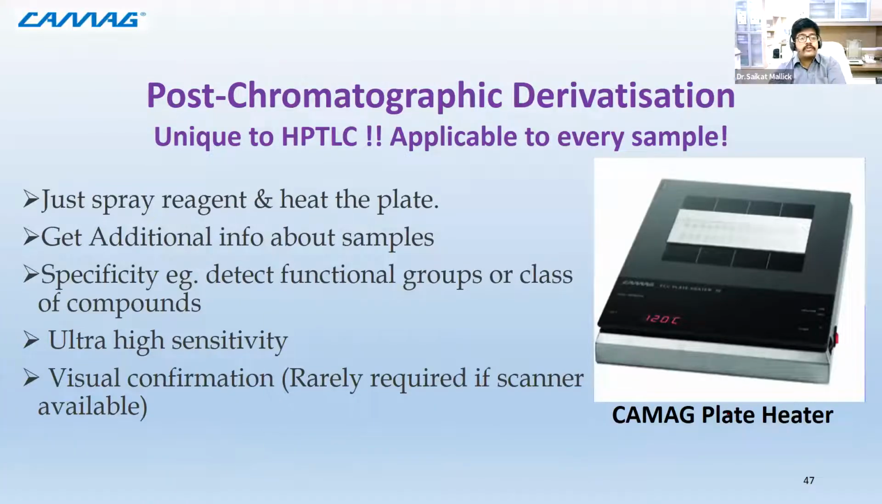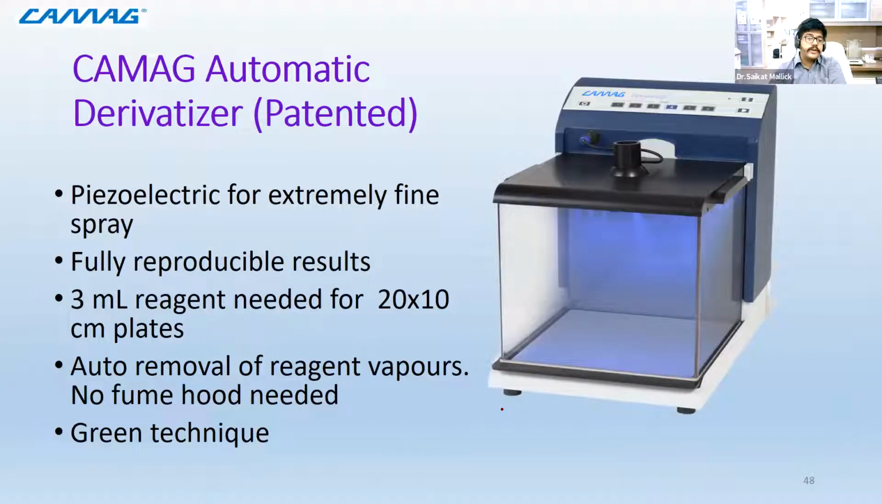Post chromatographic derivatization: the CAMAG plate heater is one of the equipments present, and it ensures that the heating is uniform. So devices like this can be incorporated in your studies for derivatization reagent. As I told you, after derivatization, heating is also an important aspect.